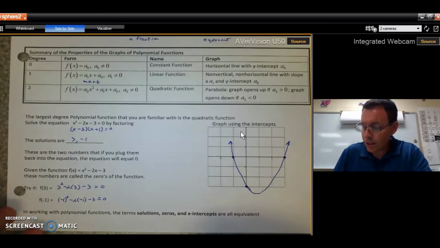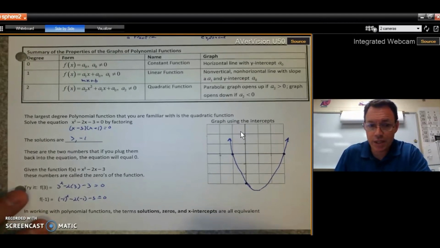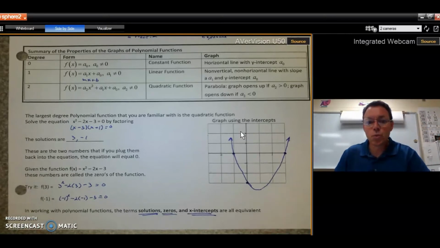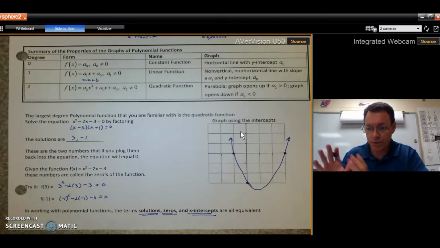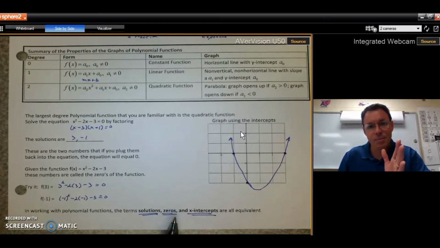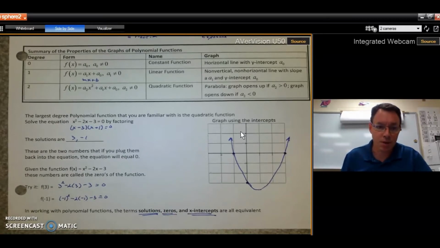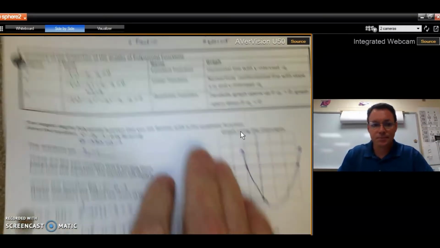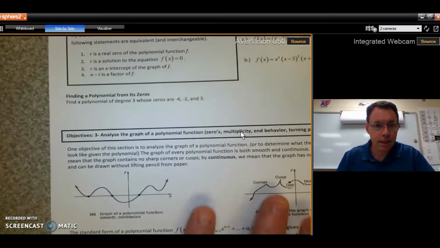Now, what you need to understand, and this is hugely important, is that the solutions to the equation, the 3 and the -1, are the exact same as the zeros of the function, and they're the exact same as the x-intercepts of the graph. Those words are all interchangeable. Okay, so if you hear me say zeros, this is what I'm talking about. So if one of these makes more sense to you, then kind of latch onto that, but know that when I say the other words, that's just what I'm talking about. Okay? All right. Let's take a look at the back.